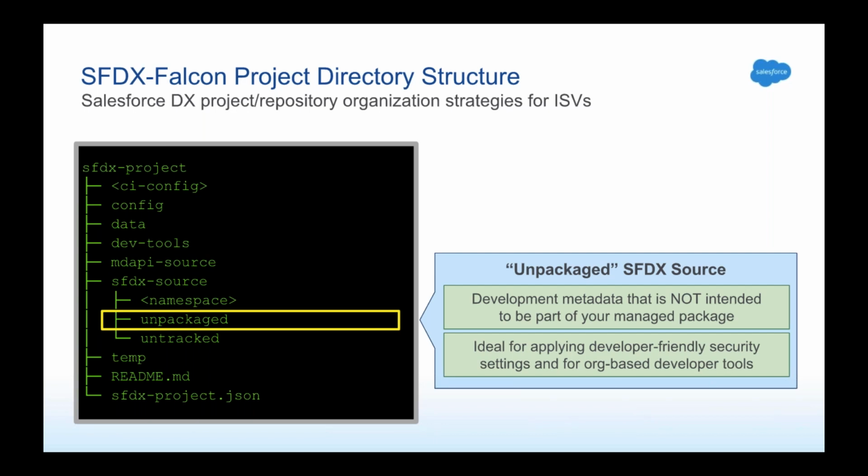So rather than having to do that every single time, there's actually a security settings, session settings metadata that you can put in that unpackaged directory, and it does a great job of helping to configure my local environment without being part of the managed package. Another example would be any kind of org-based developer tools, like if you've got some demo reset scripts, or some static classes that you use while you're developing to touch certain parts of your app or make certain changes that make development easier. Again, great things to put in unpackaged.